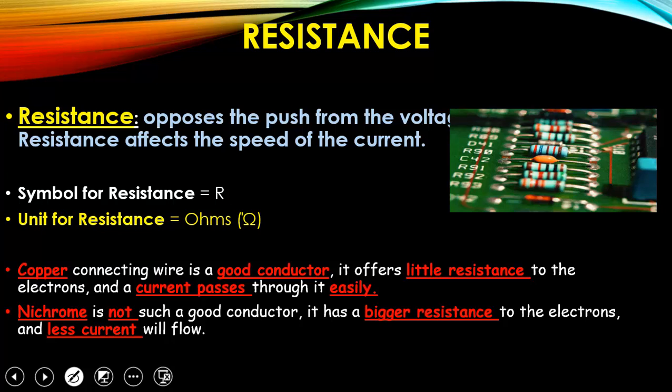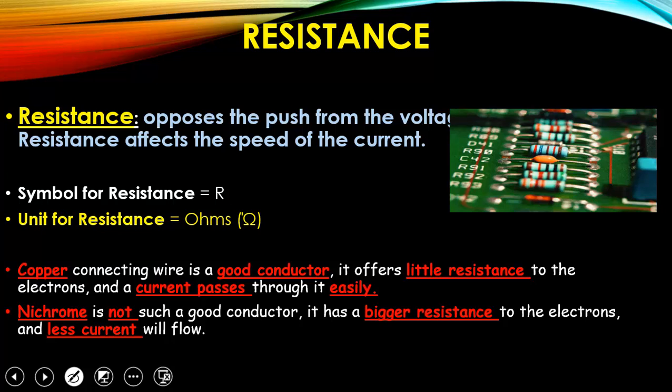It is the opposition that faces electric current during its passing through a conductor. Okay, the symbol of resistance is called R. I said before, resistance means any device that can be worked by electric energy. Okay, and I gave you many examples like TV, radio, heater, charger, fan, all of them called resistance.